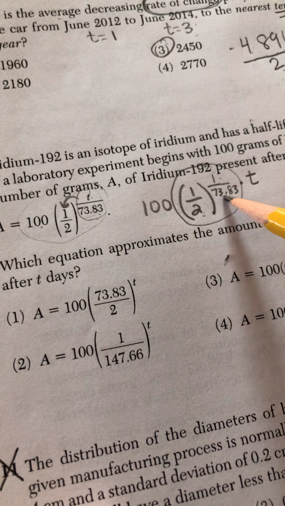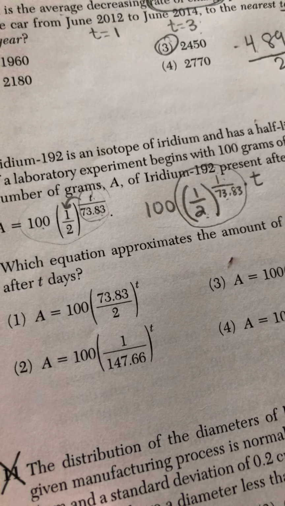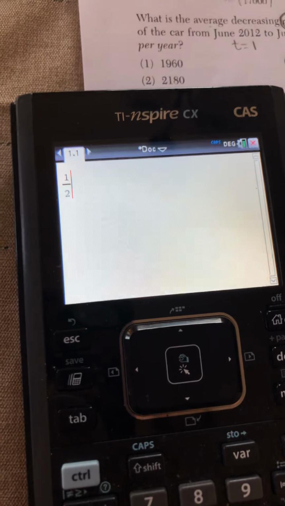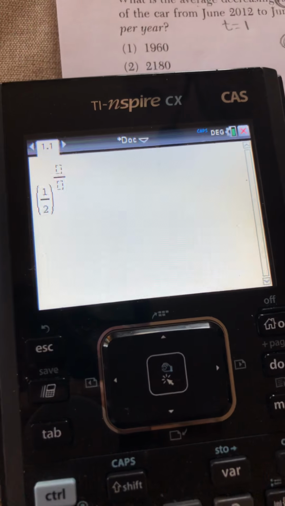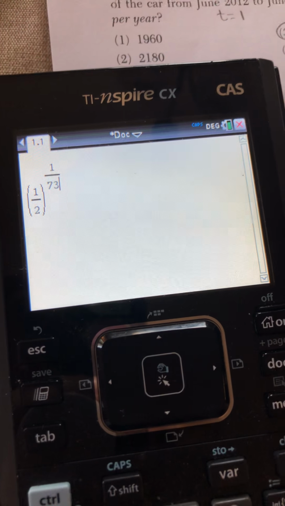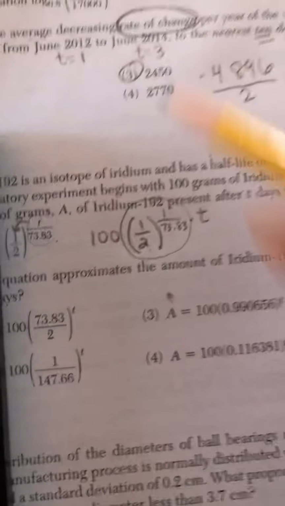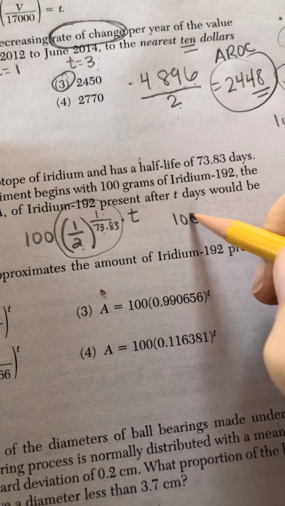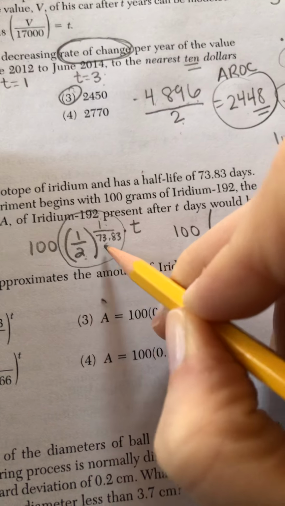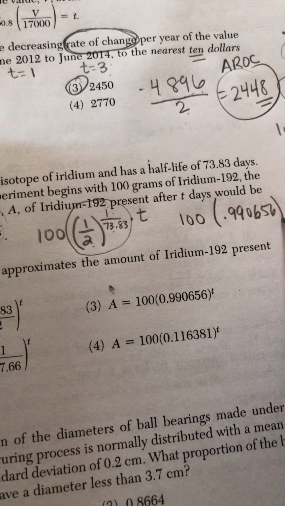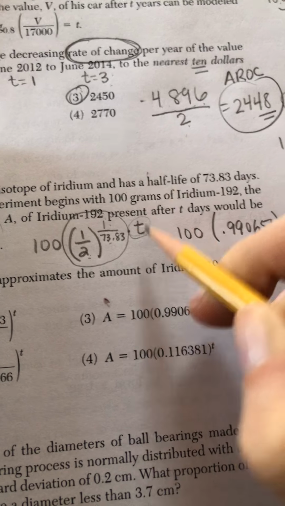So if I evaluate this, and again, I can do it right in my calculator, and I'll show you. So we've got 1/2, let's bring up a fraction, 1/2, and we're going to raise that to the fraction 1 over 73.83. That's what number that whole thing becomes. All right, so check it out. I didn't touch the 100 yet. All of this turned into 0.990656. And what didn't I do anything with yet? This exponent.